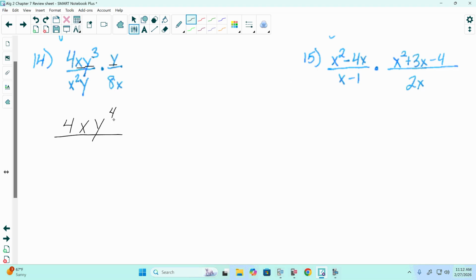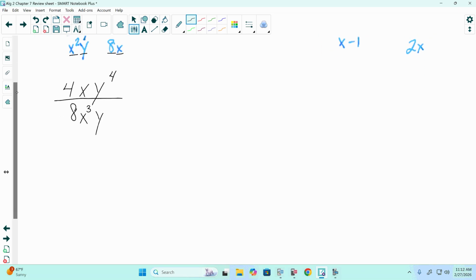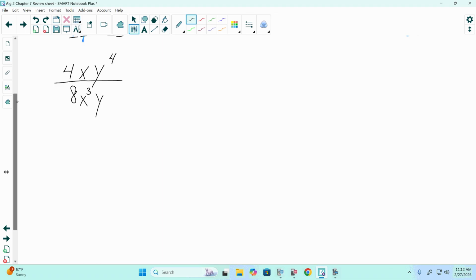On bottom, the only number that's being multiplied by anything else is just 8. So the 8 stays. X's, on the other hand, we have x squared and x. X squared times x. 2 plus 1 is 3, telling us that it's x to the third. Y is the only term we have on bottom, so it would just be y. Any questions on how we got to 4xy to the fourth over 8x cubed y?